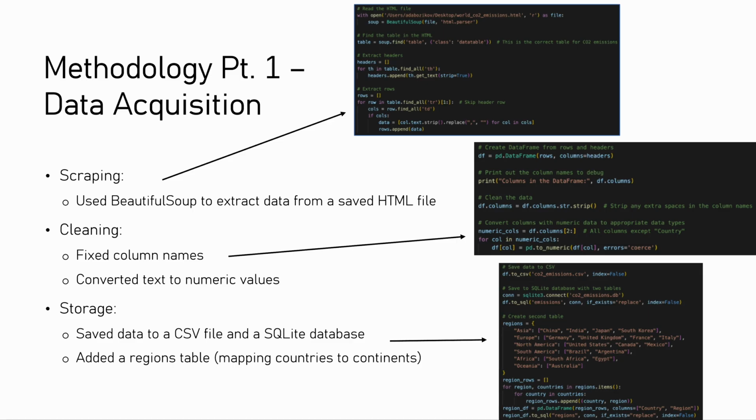Then I cleaned the data, fixing column names, removing commas, and converting text to numbers, and saved it into both a CSV file and an SQLite database. When web scraping, numbers were usually read as text strings, so I had to manually clean them. Otherwise, calculations like totals or averages wouldn't work correctly. I also created a second table mapping countries to regions, which could be useful for future analysis like grouping emissions by continent. For this project, though, I mainly focused on individual country-level data.